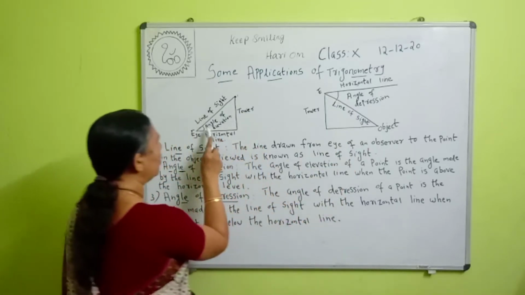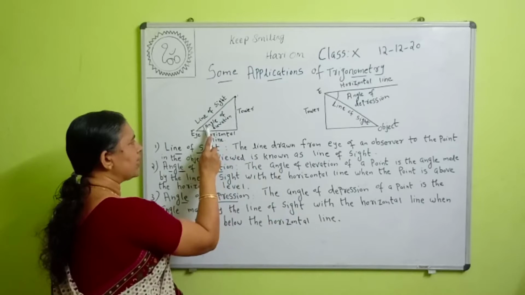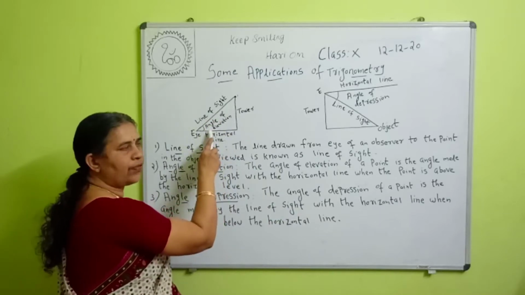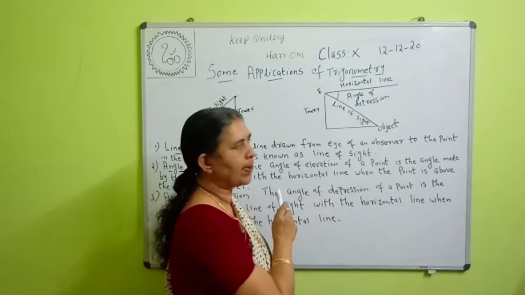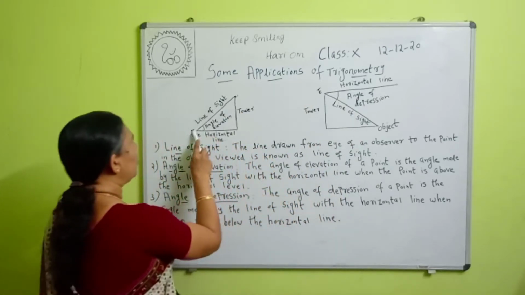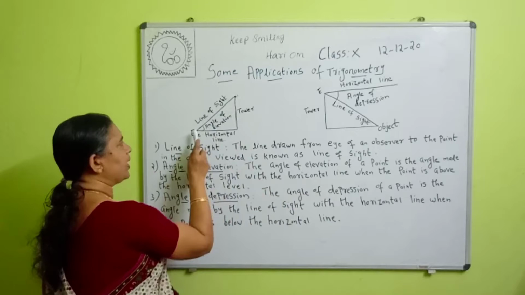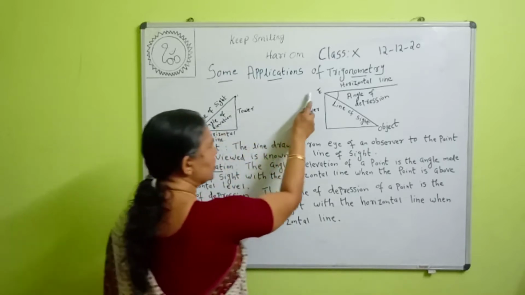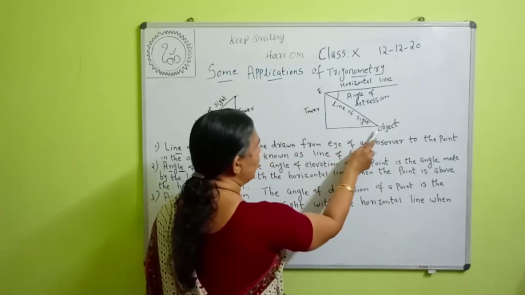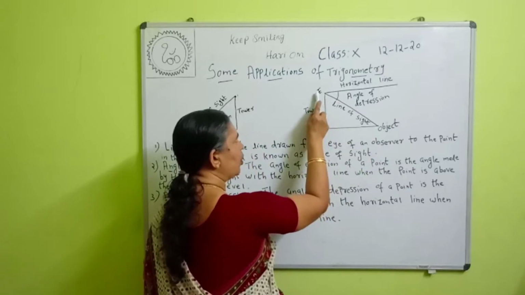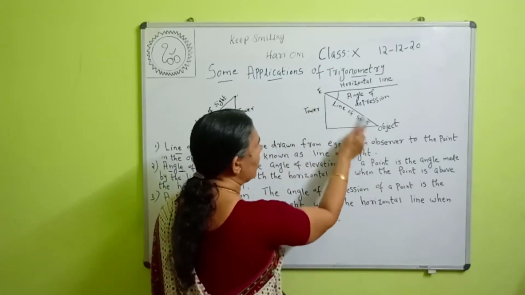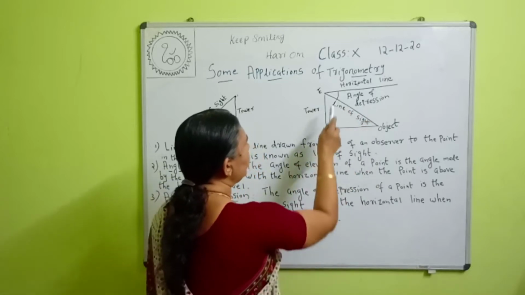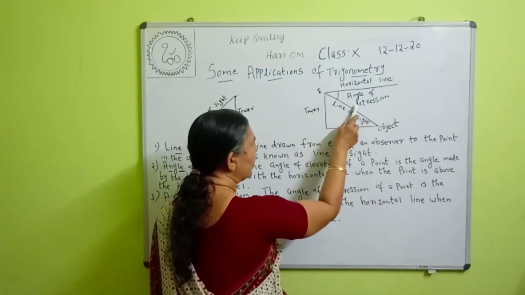If he is looking up, then it is the angle of elevation, and if he is looking down, then it is the angle of depression. Remember, this is the angle of elevation; he is looking at the top. Here he is standing at the top of the tower and looking at an object on the ground, so this angle is called the angle of depression.